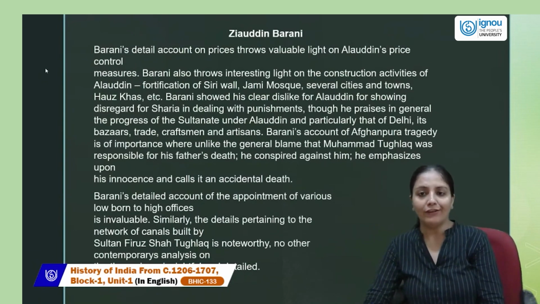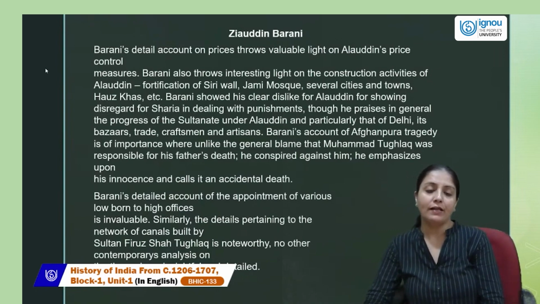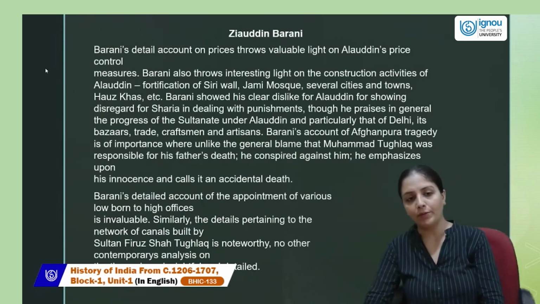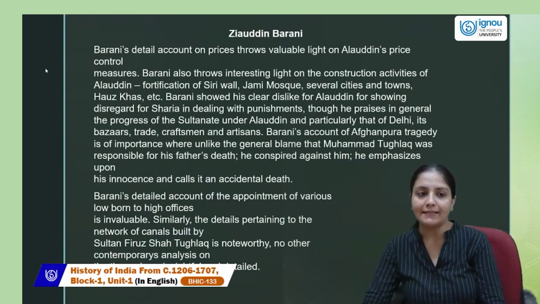Barni's account of the Afghanpura tragedy is of importance where, unlike the general blame that Muhammad Tughlaq was responsible for his father's death, that he conspired against him, Barni emphasizes his innocence and calls it an accidental death.